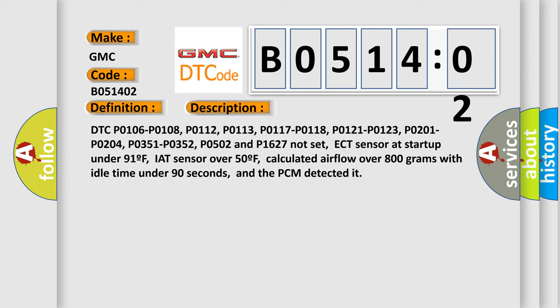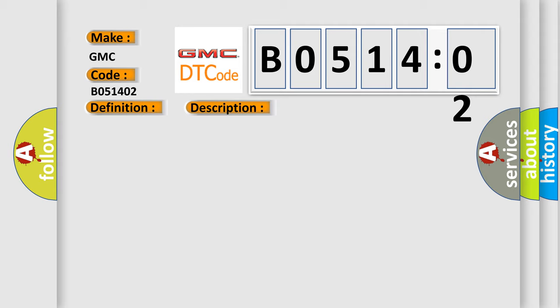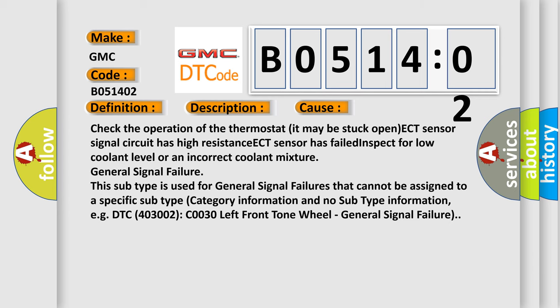DTC P0106, P0108, P0112, P0113, P0117, P0118, P0121, P0123, P0201, P0204, P0351, P0353, P0502 and P1627 not set, ECT sensor at startup under 91F, IAT sensor over 50F, calculated airflow over 800 grams with idle time under 90 seconds, and a PCM detected it. This diagnostic error occurs most often in these cases. Check the operation of the thermostat, it may be stuck open. ECT sensor signal circuit has high resistance. ECT sensor has failed. Inspect for low coolant level or an incorrect coolant mixture.